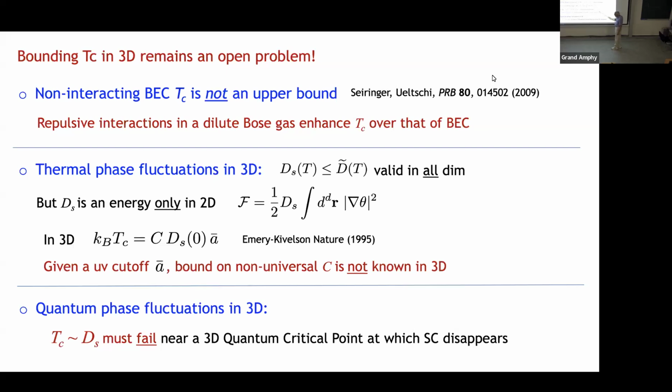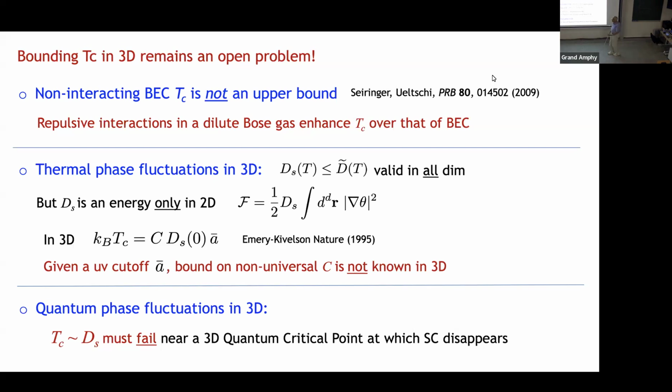In 3 dimensions, you have 3 powers here and 2 powers here. So there is some cutoff, and they discussed what that ultraviolet cutoff should be. But now we have no way that we know of to bound this non-universal C in 3D. And finally, quantum phase fluctuations in 3D also create trouble for us.